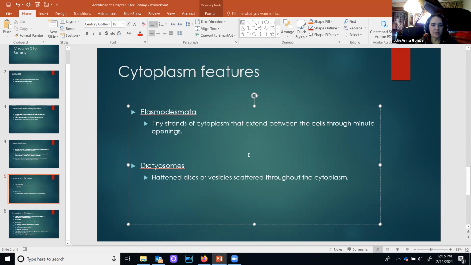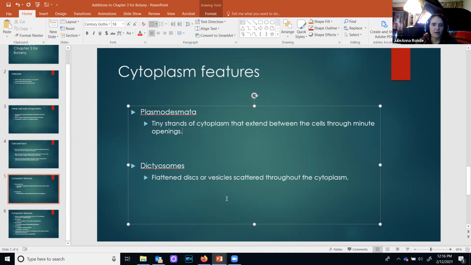With plants, we also have something called dictyosomes that we don't have in animals. Again, these are some of those many types of vesicles. We've got the vesicles, the vacuoles, and the saccules, and this and that. These are flattened discs that are scattered throughout the cytoplasm, and they have different functions. We're probably going to get into those in detail further on. Right now they're introducing the terms to you.